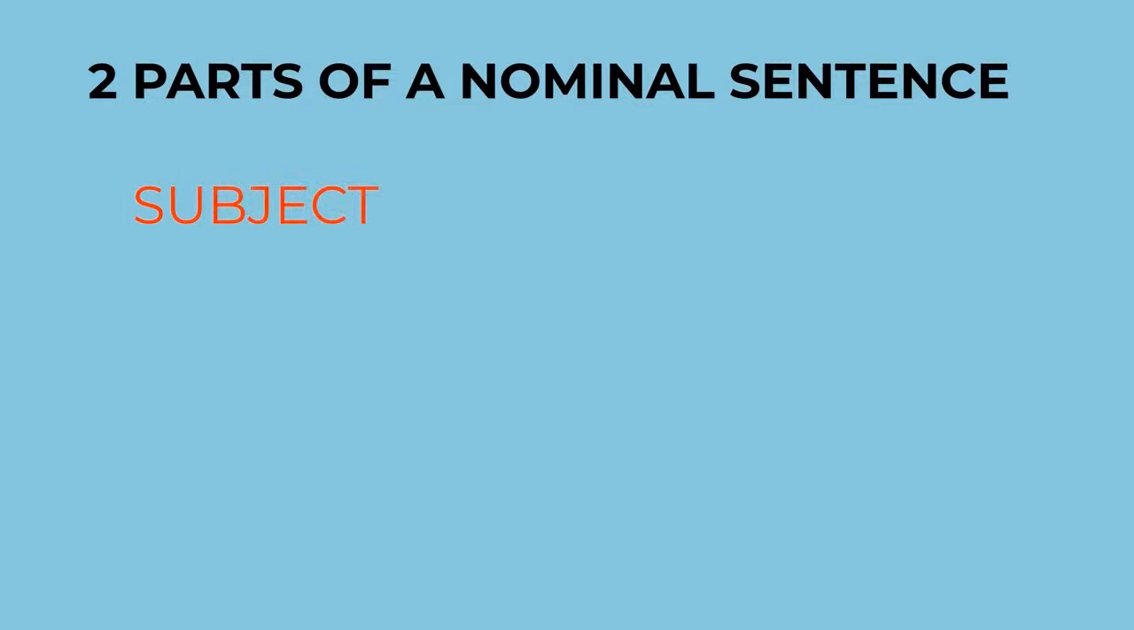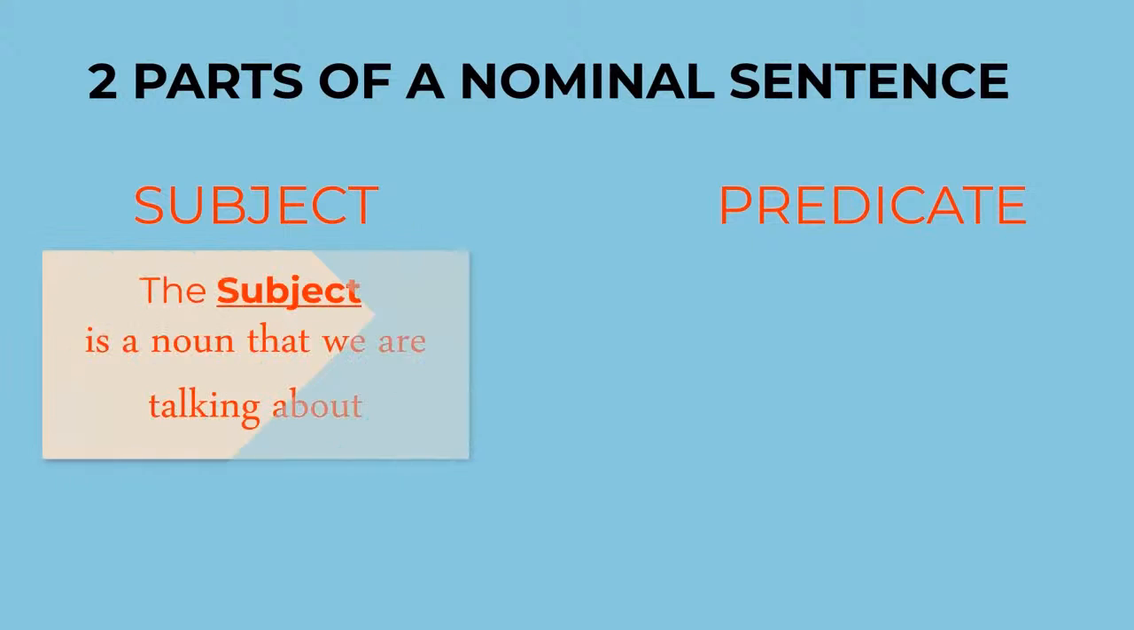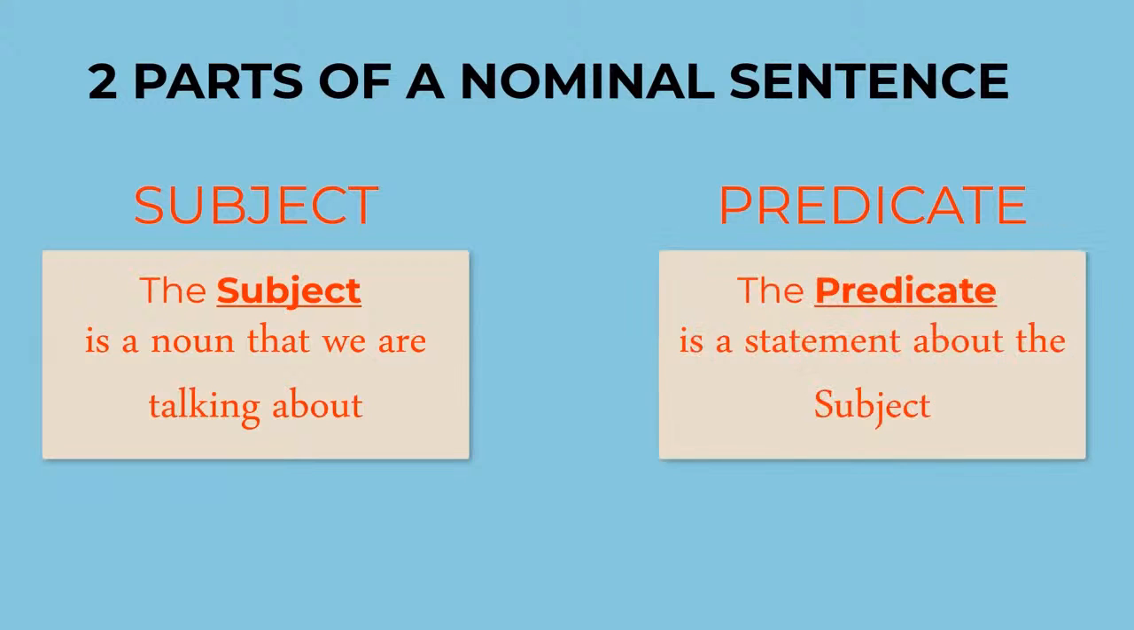Section number 1, subject. What is section number 2? Predicate. Subject is a noun that we are talking about, and predicate is a statement about the noun. It gives a little more detail. Subject in Arabic is called al-mubtada. Or you can simply say mubtada. What will you say? Mubtada.